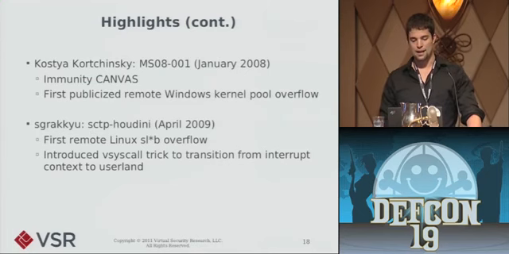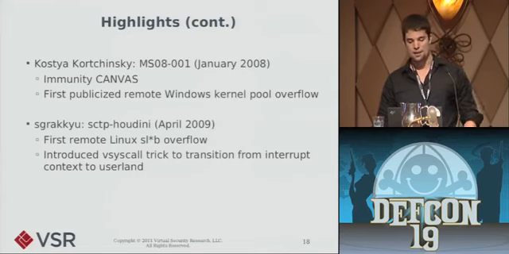Final highlights, Immunity has a Canvas exploit for MS08-001, which is a Windows IGMPv3 vulnerability. And that was a really difficult to exploit Windows kernel pool overflow that people were questioning whether it was exploitable before they announced that they had a reliable exploit.